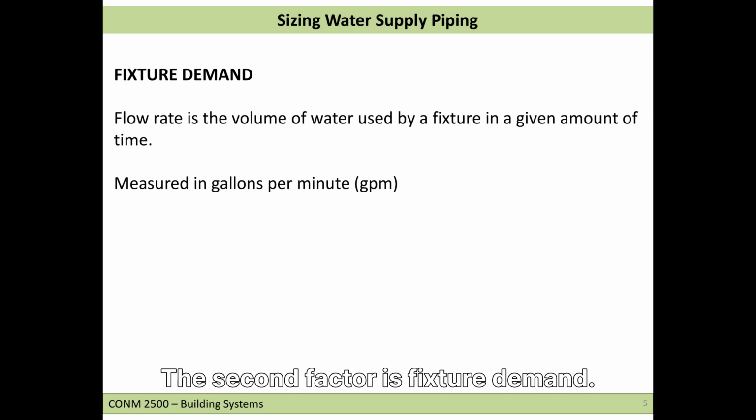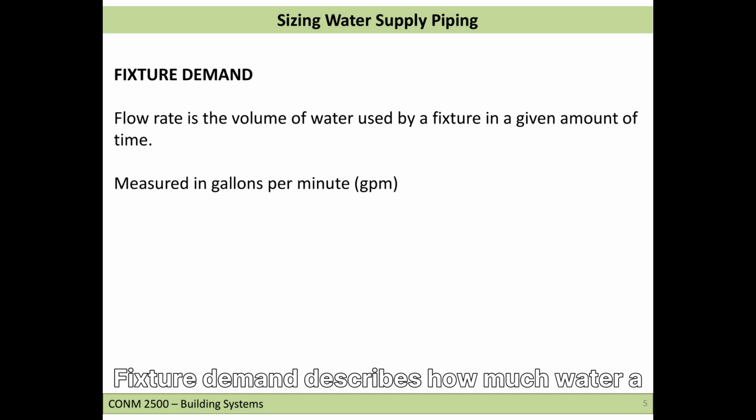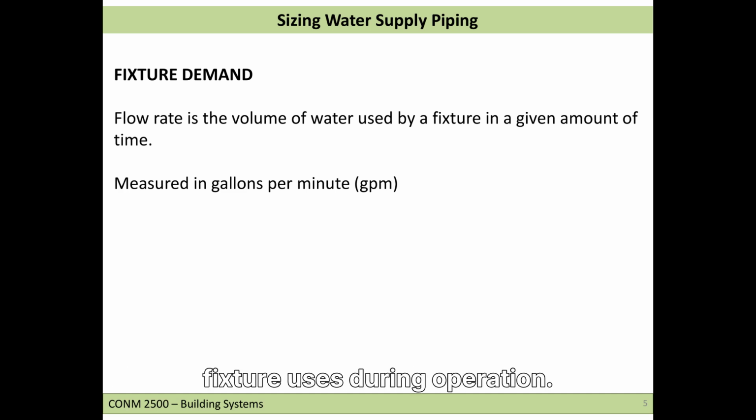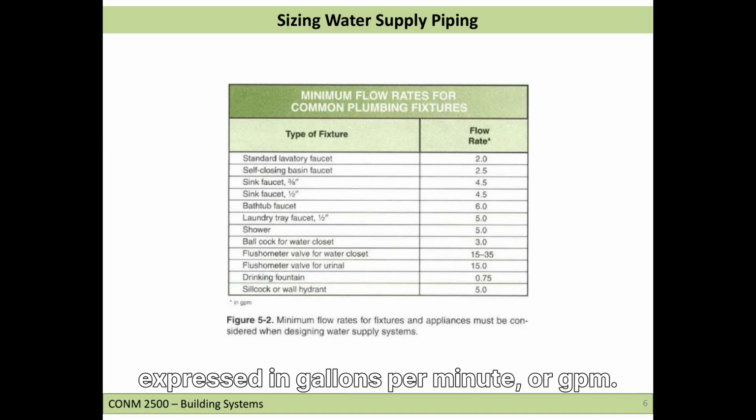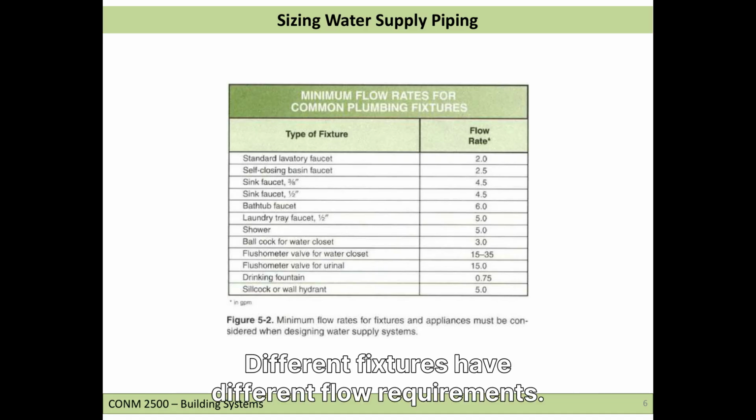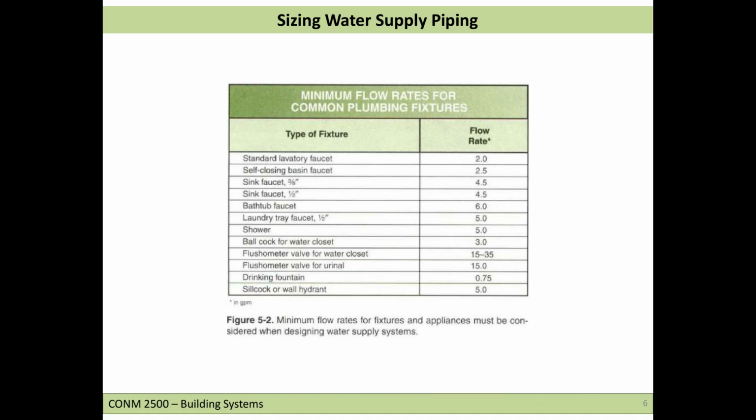The second factor is fixture demand. Fixture demand describes how much water a fixture uses during operation. Fixture demand is measured by flow rate, expressed in gallons per minute or GPM. Different fixtures have different flow requirements.